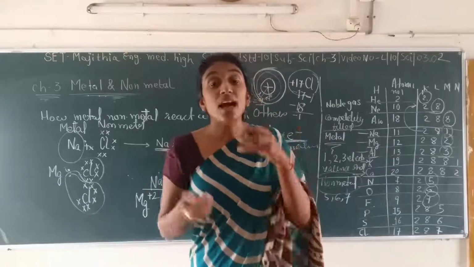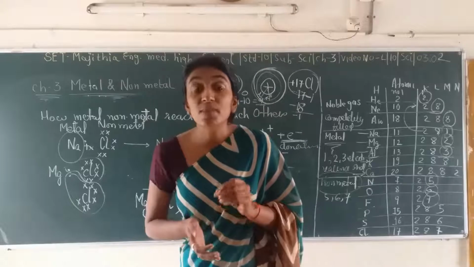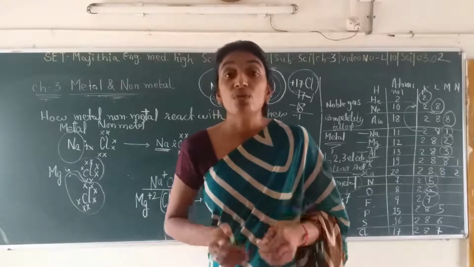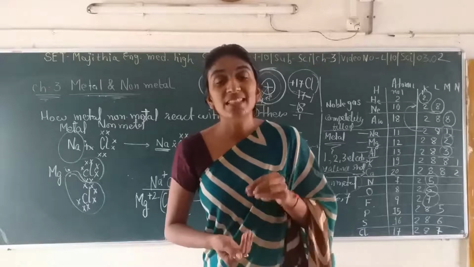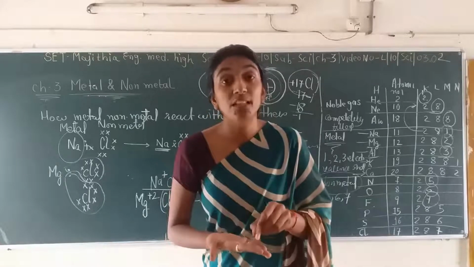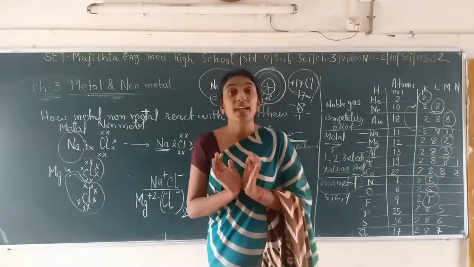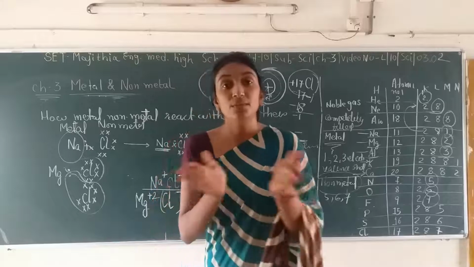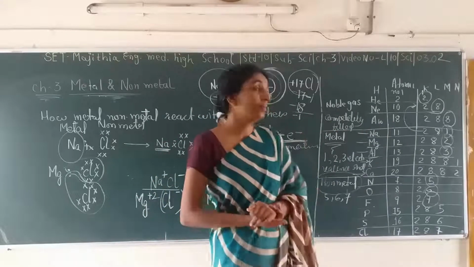These shells are basically around the nucleus. In each shell, there is a specific number of electrons which can be occupied. The electrons first completely fill the first shell, that is the K shell, then they go to L, then M, and it goes on like that.